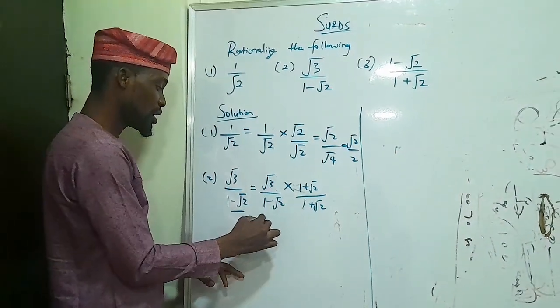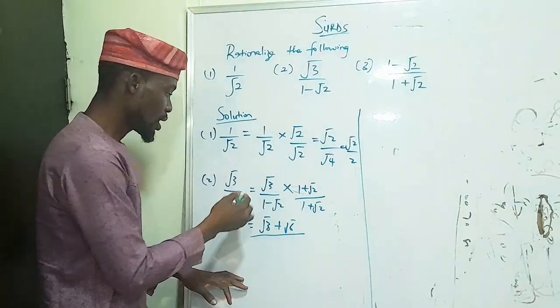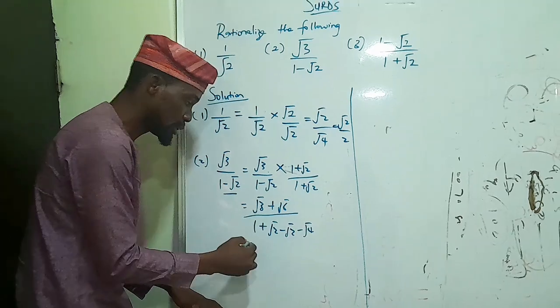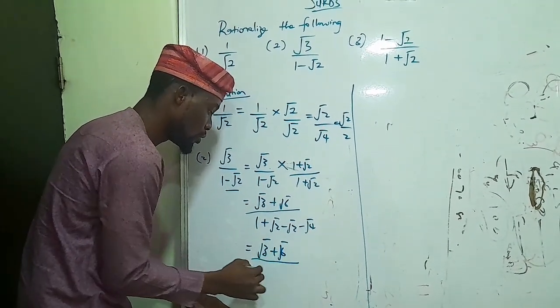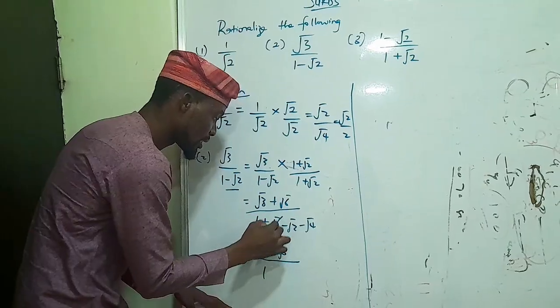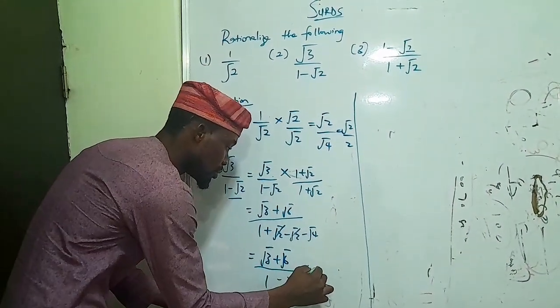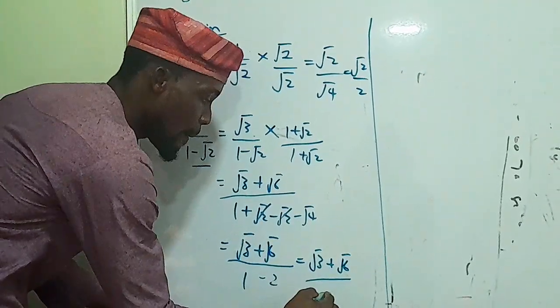So what would that be? That would be root 3 plus what? Root 6 all over. This becomes 1 times 1. 1 times plus root 2. At this point, what do I have? Root 3 plus root 6 all over 1. This cancels out, minus 2. Finally, my answer will be what? Root 3 plus root 6 all over minus 1.